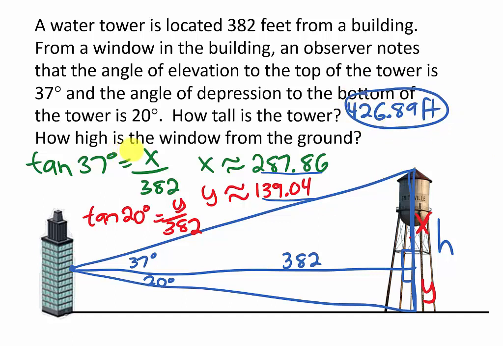Now it wants to know how high the window is from the ground, so it wants to know this length right here, which is W. But if you look at this picture, that's also what I called y over here, because this ground and this horizontal that we use to measure angles of elevation are parallel to each other. So W is the same as y, and so that's going to be 139.04 feet.